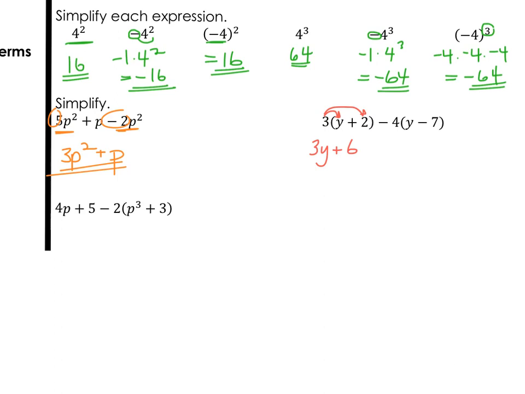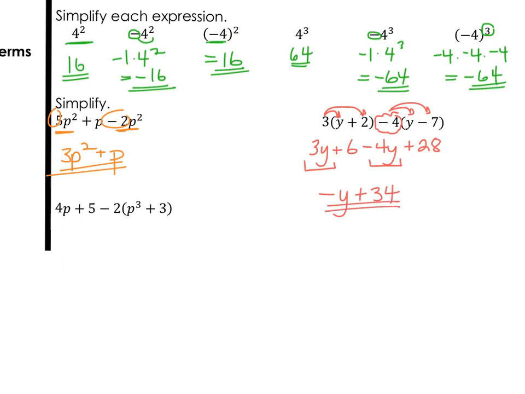The second part, we have to be careful with that negative again. Distribute the -4 into both of those terms in the parenthesis, and that would give us -4y plus 28. Because -4 times -7 would be positive 28. And now when we combine our like terms, we have two terms with a y variable. 3 minus 4 is -1 or -y. And then 6 plus 28, our constant, is 34.